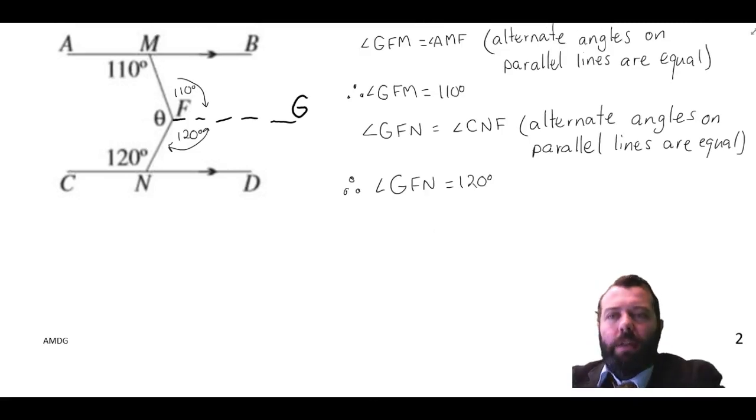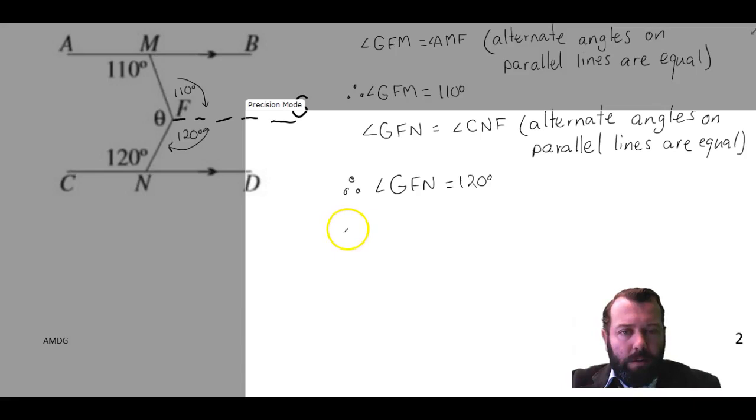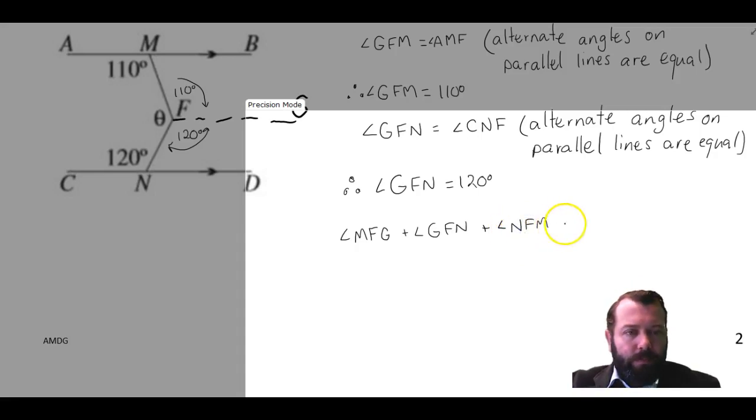I'm going to say that the angle MFG, right, I want the angles at F there. So, the angle MFG plus the angle GFN plus the angle NFM, which is theta, equal 360 degrees. And why?